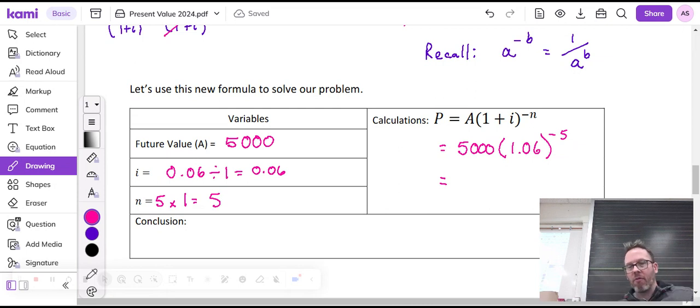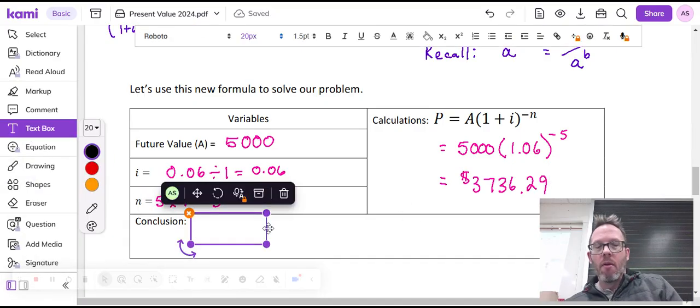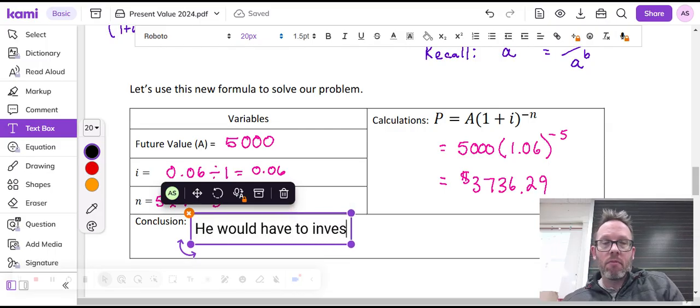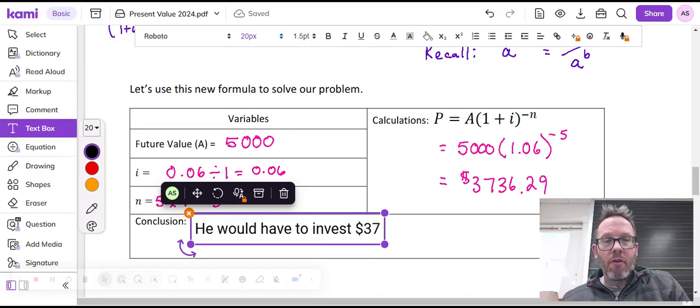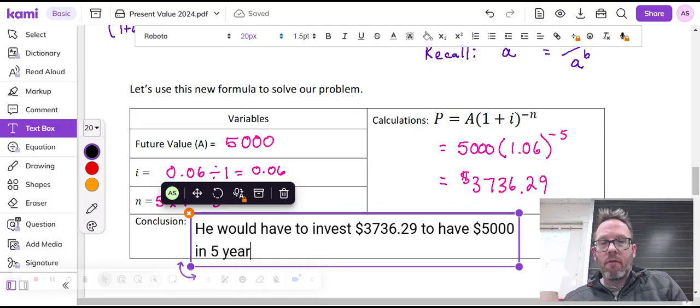Yeah, I got the same answer: 3,736.29. And just to be consistent, I'll write a conclusion, a really brief one. But this is neat. He would have to invest $3,736.29 to have $5,000 in 5 years. I would say a useful type of problem.